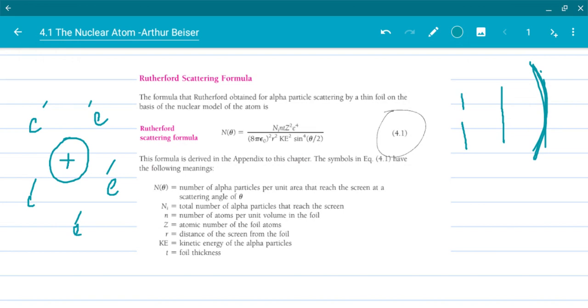Now, based on the nuclear model of the atom, Rutherford obtained his scattering formula, through which he determined the number of alpha particles per unit area that were reaching the screen at a scattering angle of theta, or any given scattering angle. I've extracted this formula right from the Arthur Beiser book, which is a very good resource if you're taking university level modern physics in your freshman or sophomore year. I would want you guys to pause the video for a minute and give a look to the formula before I start explaining everything one by one.